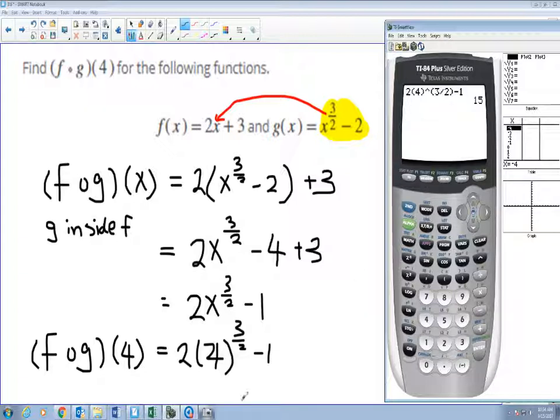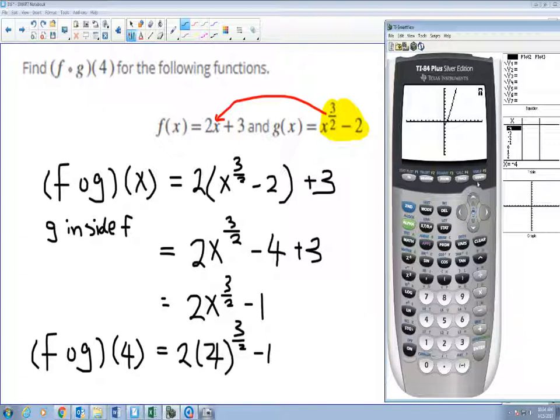15. Okay, 15 is my answer. Alright. If I graph this function, 2x raised to the 3/2 power minus 1, okay, this is a radical function. It shoots up pretty quick up here.